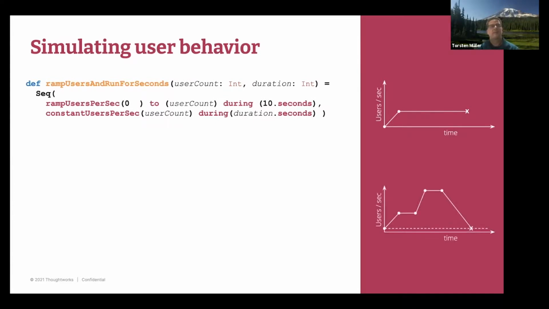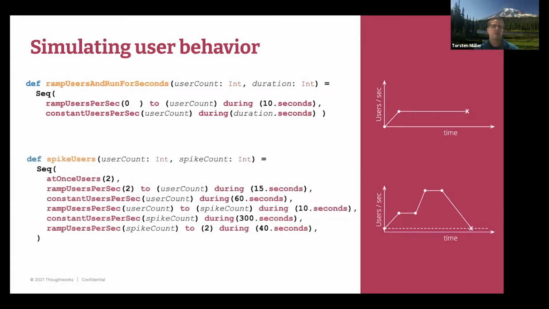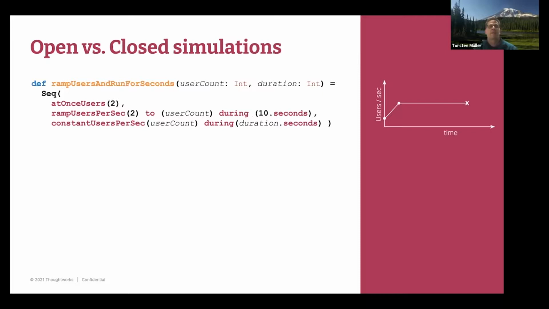You can also then do these things. So this would be a spike test. And as you can imagine, this would be basically the same principle where we're having a method that returns a sequence, just that we have more steps. So here we say at once, we start off with 2 users, then we ramp it to whatever we have specified as the user count. Keep that here for 15 seconds, ramp it up in 60 seconds to the next one, and so forth.